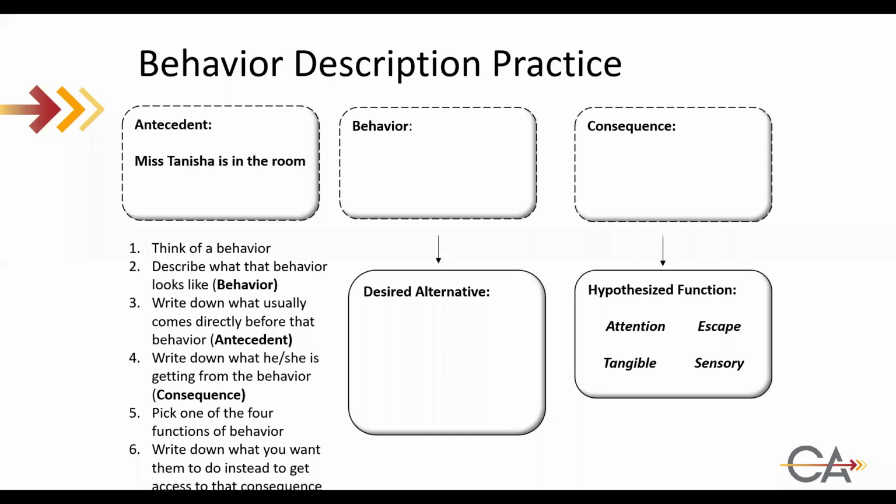So our antecedent, or the thing that's signaling or triggering that behavior, is Miss Tanisha's in the room. So when Miss Tanisha's in the room, that signals to Samuel, oh, I can get attention from her. And he has learned that he can act upset or frustrated. Now, if we were doing it in a more functional manner, we'd identify what that looks like and give a better definition of what upset and frustrated is. But for this example, we're just going to use a general upset and frustrated. So Miss Tanisha's in the room. That's signaling, oh, I can act upset or frustrated, and I can get attention from Miss Tanisha.